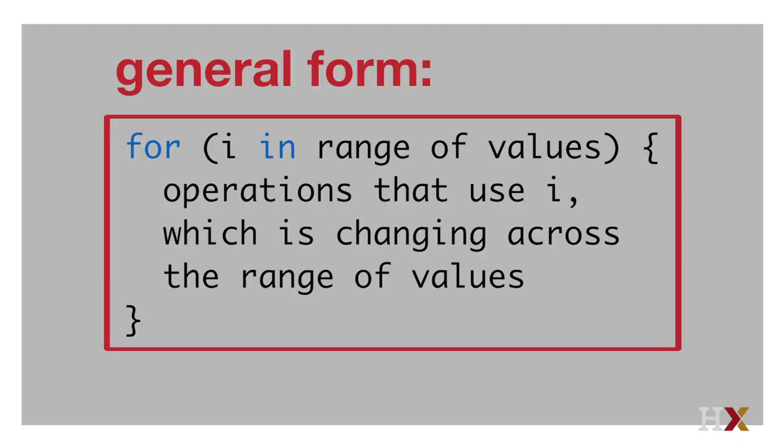For loops let us define the range that our variable takes. In our example, it would go from 1 through 25. Then it changes the value as you loop and evaluates the expression every time inside your loop. The general form looks like this: for i in some range, and then the operations that assume i is the value that you're interested in computing on. This i is going to be changing across the range of values.